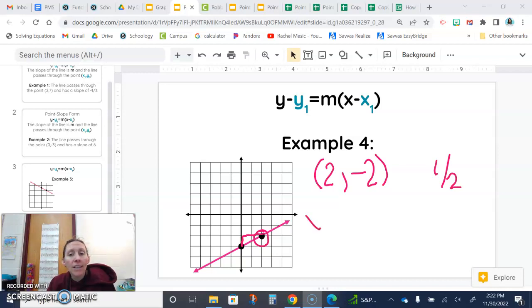So the equation is y minus negative 2, but I can't have that double negative, so I'm going to turn it into a positive. So y plus 2 equals, then the slope is 1/2, and then in parentheses, x minus 2. And I didn't have any examples today of where the x is negative, but it would be the same type of thing. If this was a negative 2 here, then this one would become a positive.